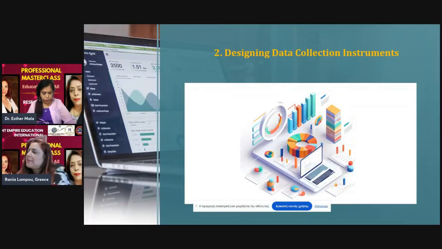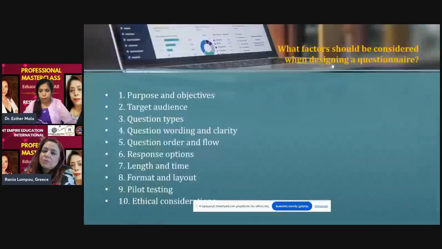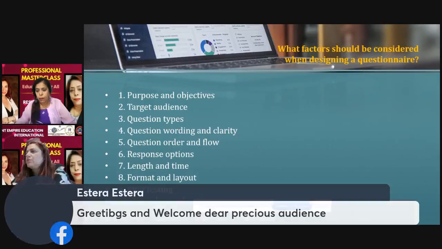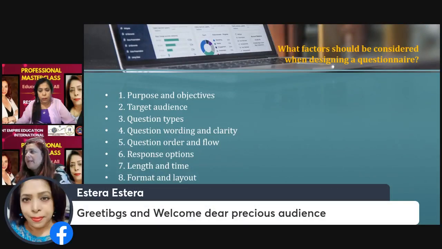Now, how can we design data collection instruments? What factors should we take into consideration when we design a questionnaire? Several important factors. First, we need to clarify why we're conducting the survey. Identify the specific information you need to gather. Ensure that every question aligns with your research goals. Then the target audience. Try to understand who your respondents are, the age, education, culture, language proficiency, and design questions that are appropriate and understandable for this audience.